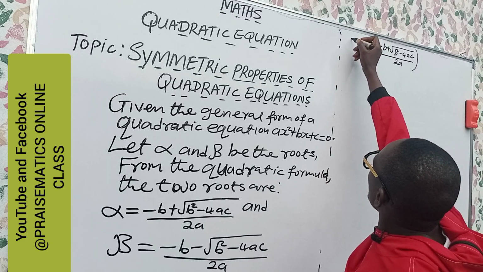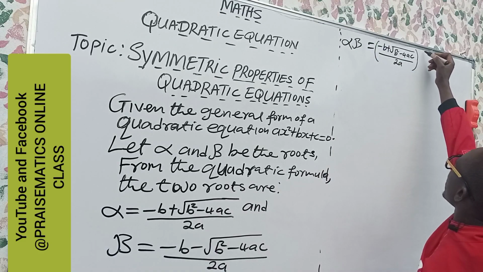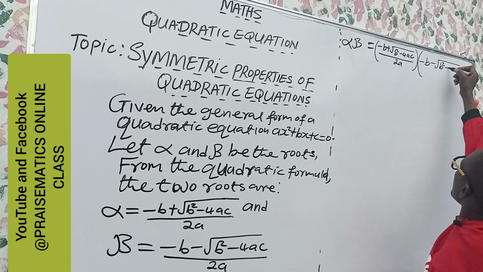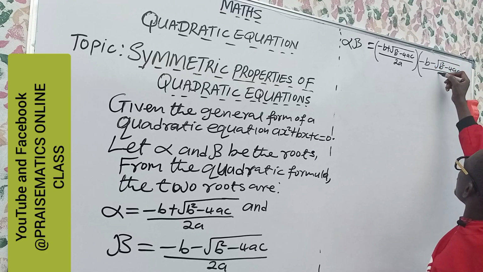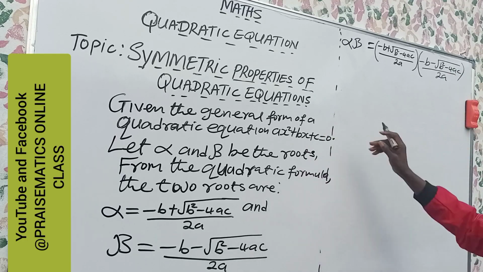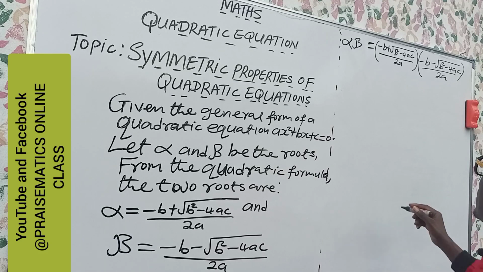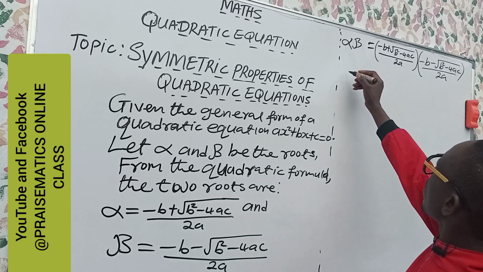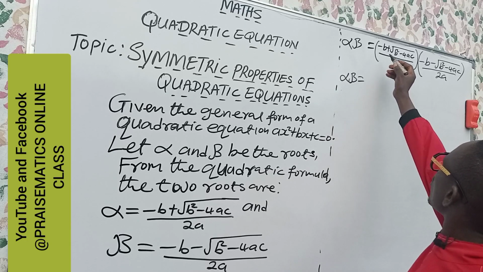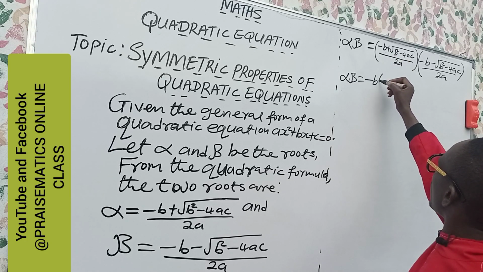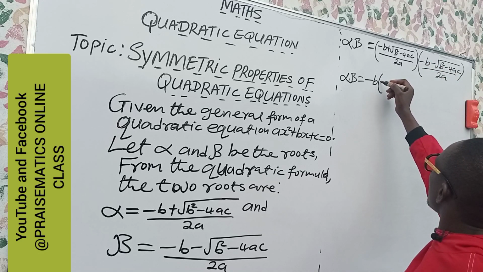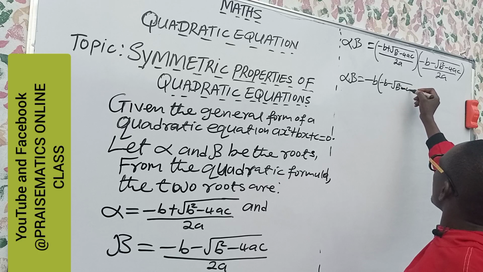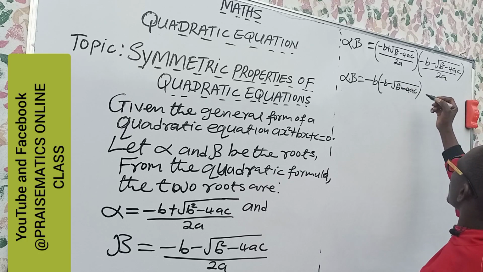Okay, the product of the given roots, we have alpha beta. So we are going to multiply this by this: minus b minus square root of b squared minus 4ac all over 2a. We want to multiply this and get our alpha beta. In multiplication of this, you need to multiply the numerator by numerator and denominator by denominator. Alpha beta is equal to, split them, we have minus b multiplied by everything that is there, which is minus b minus square root of b squared minus 4ac. Close it.